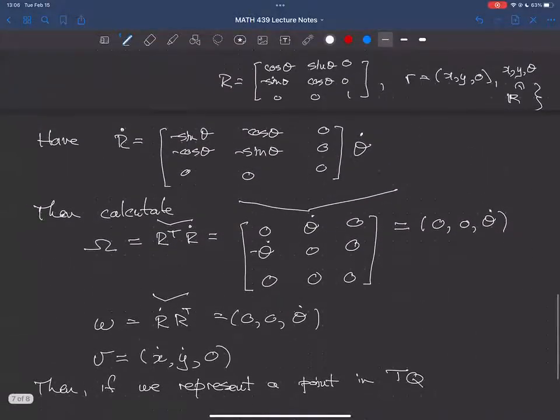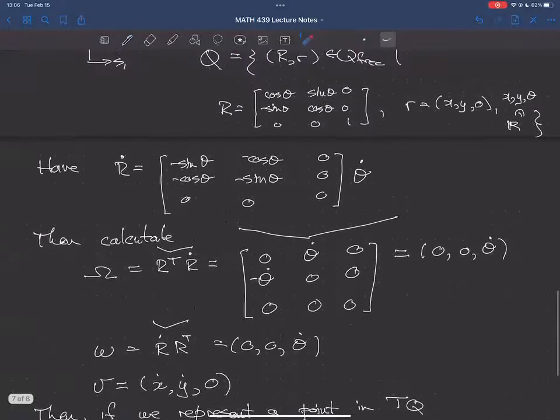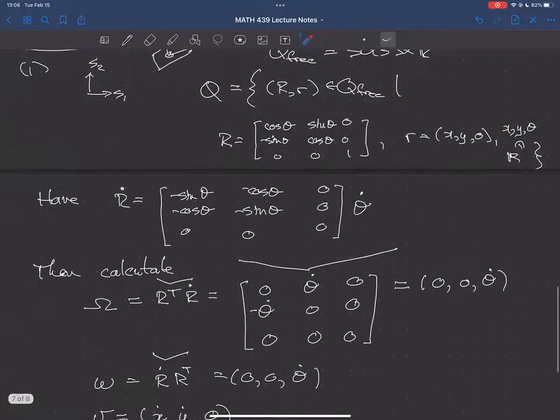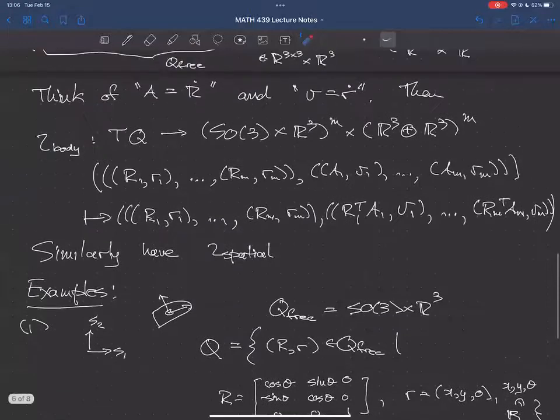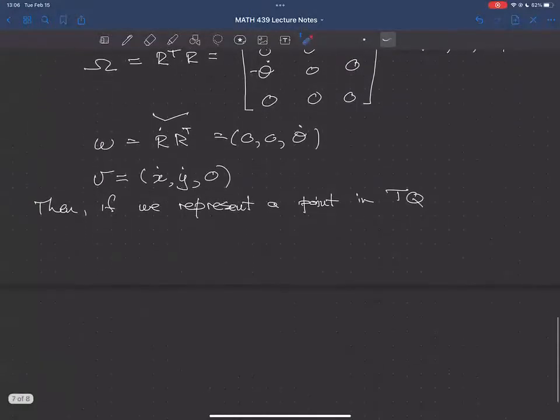Okay, so what we saw when we talked about just the configurations for this system, we saw that x, y, and theta were coordinates for Q. So now I'm going to write down this mapping in coordinates. I'm going to use the coordinates that I've chosen for Q, which are x, y, and theta, and the corresponding coordinates for the tangent bundle, which I'm going to call Vx, Vy, and V theta. I'm going to use those as coordinates for TQ.